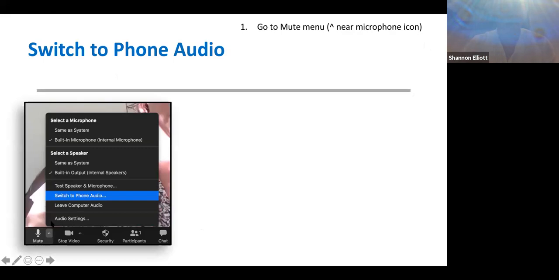And it's right here. So this is a screenshot of the bottom of your screen. This is your mute/unmute menu. And right here is a little arrow. If you click on that arrow, this menu is going to pop up.